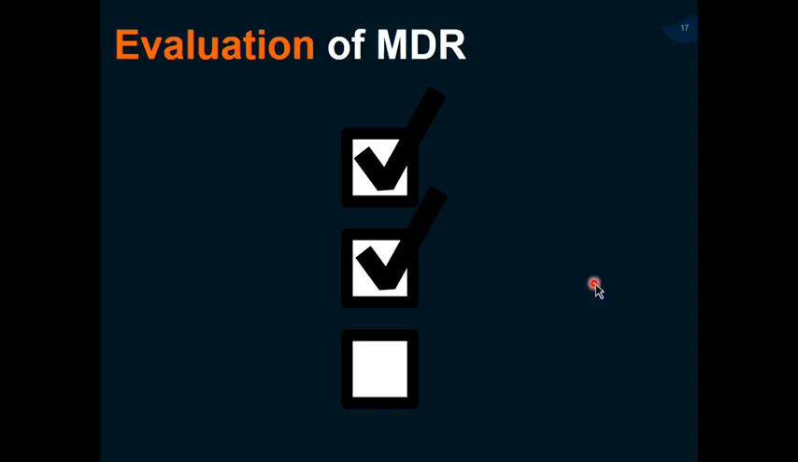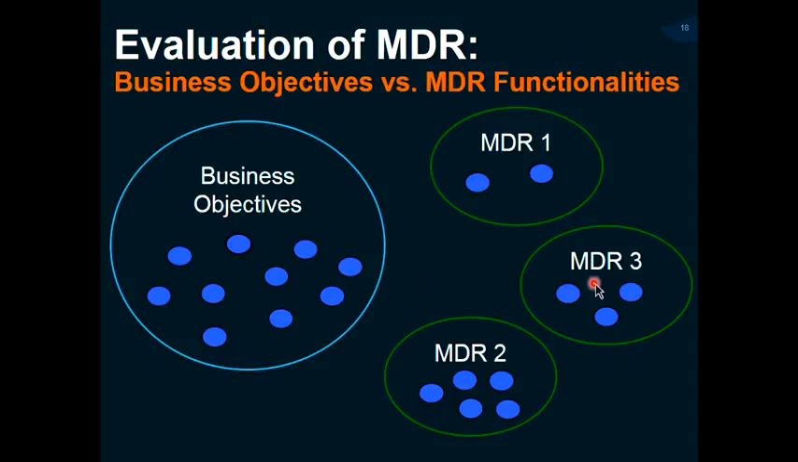After the POC, we also need to evaluate the couple of MDR choices. Let's say we have about 10 business objectives, or 10 MDR features, that we want to have in the MDR solution. Maybe MDR solution 1 has 2 features, MDR 2 has 5, and MDR 3 has 3 of your project objectives.